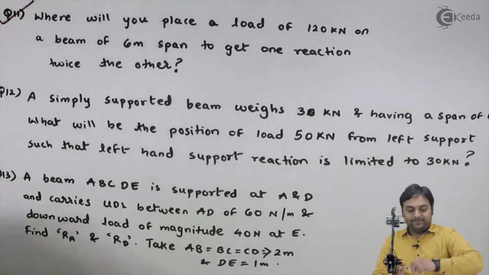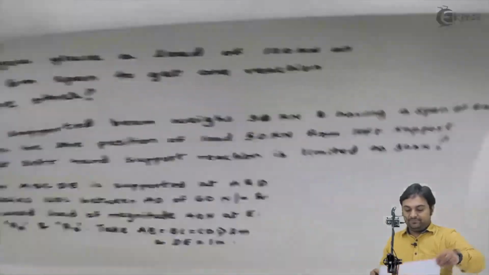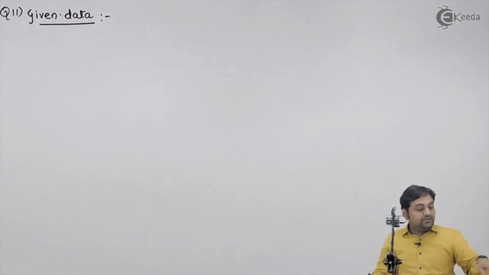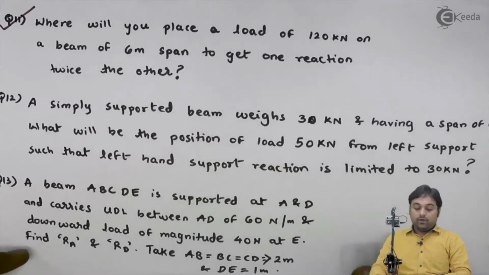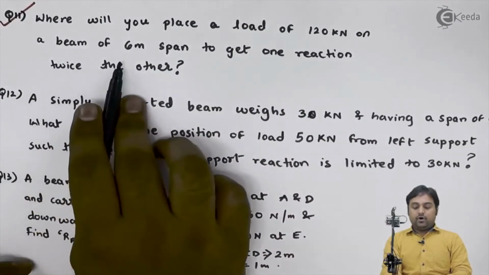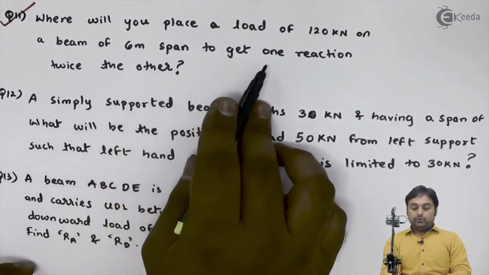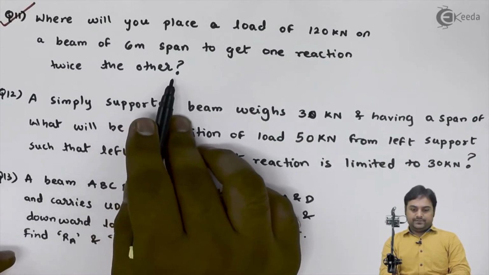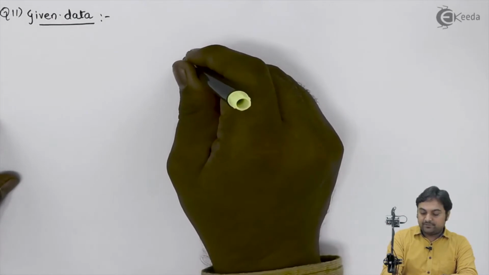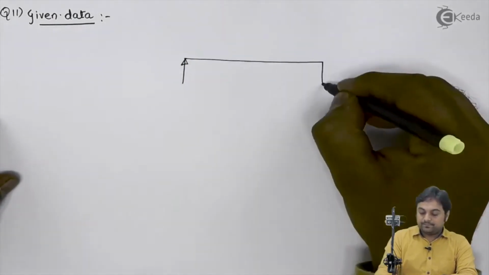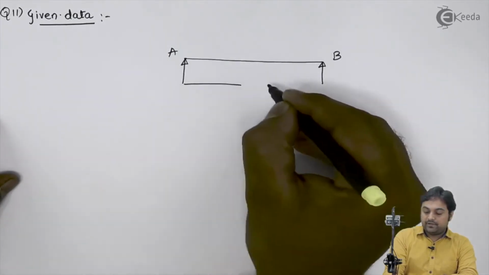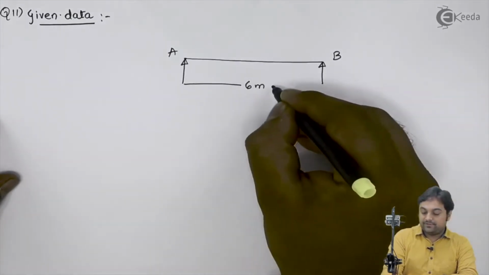I will write the data for question number 11. Here it is given: where will you place a load of 120 kilonewton on a beam of 6 meter span to get one reaction twice the other? The beam type is not given, so I will consider it as a simply supported beam. I'll say it is beam AB, having its span as 6 meter.